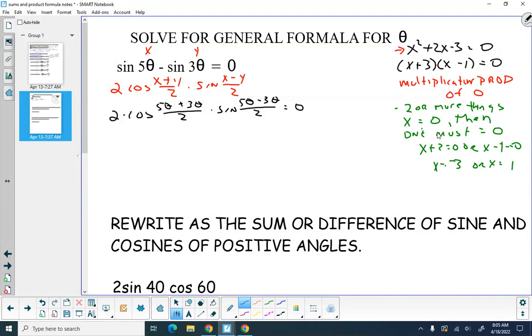Now, I'll be honest, I don't memorize these. Whenever I have to apply one of these, I look it up. The other ones I know pretty well. These, I don't usually use that much. But there are times where you do have to use them. So if I have 5 theta plus 3 theta, that gives me 8 theta divided by 2. That gives me 4 theta. 5 theta minus 3 theta gives me 2 theta divided by 2.